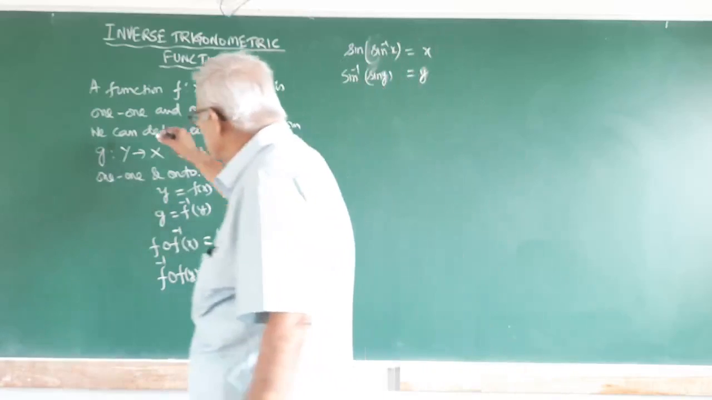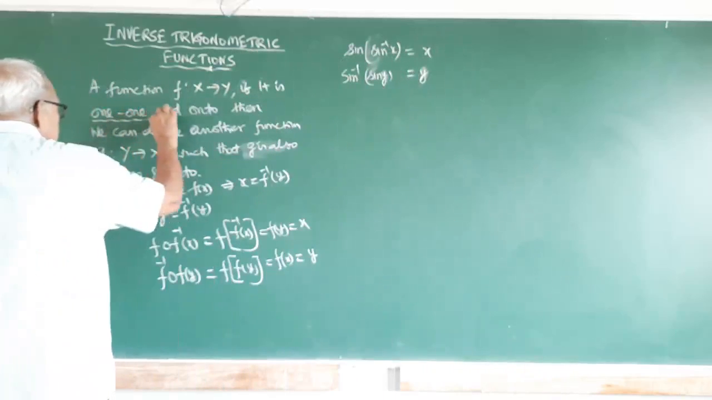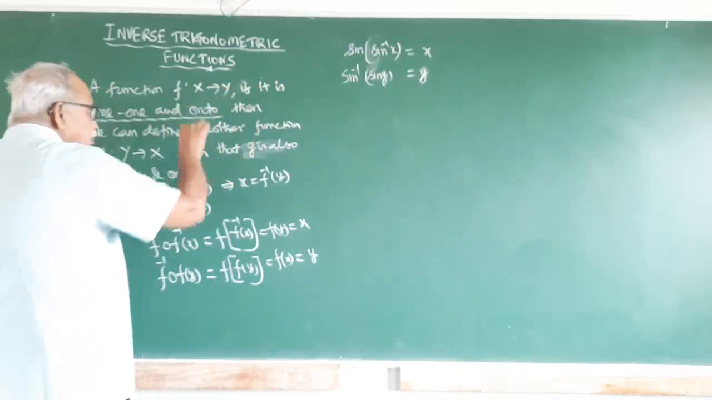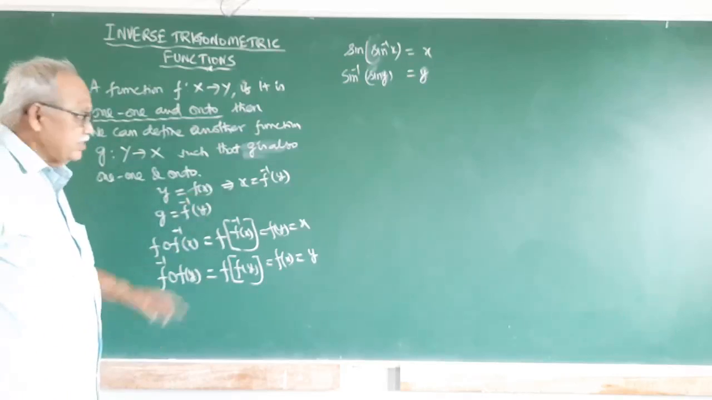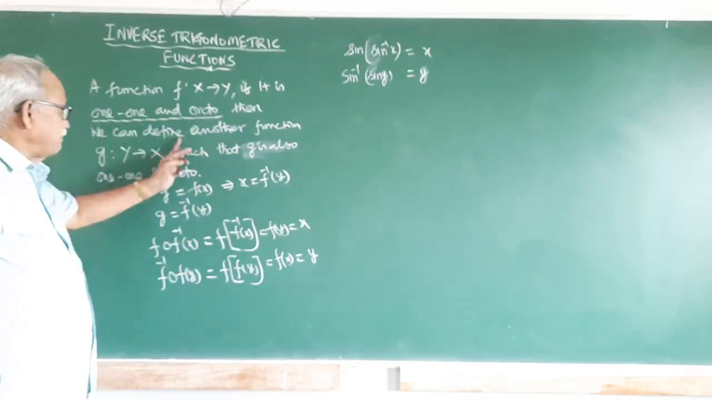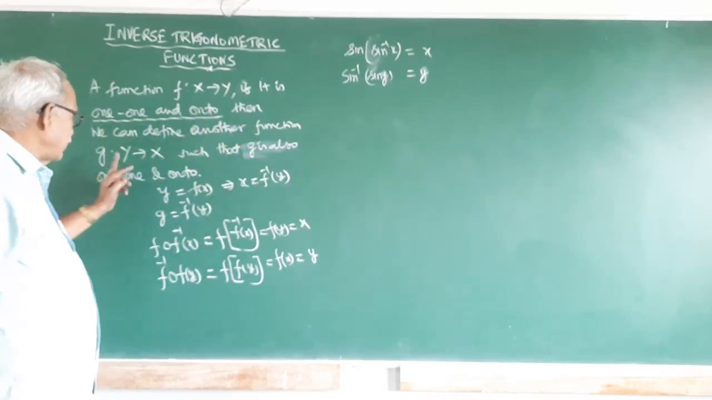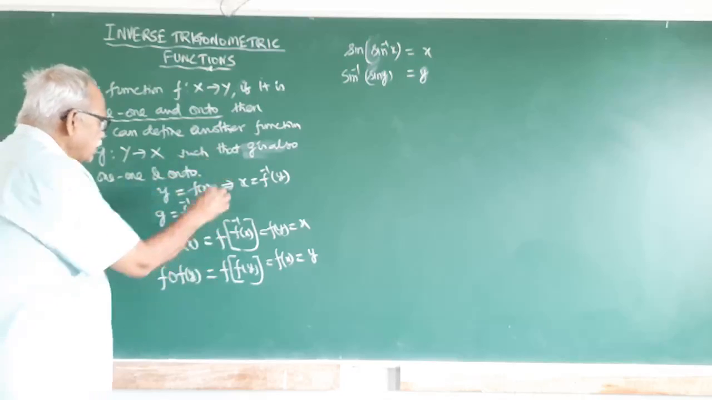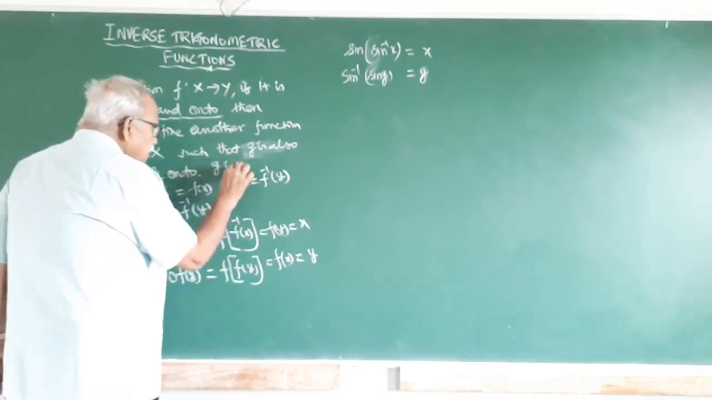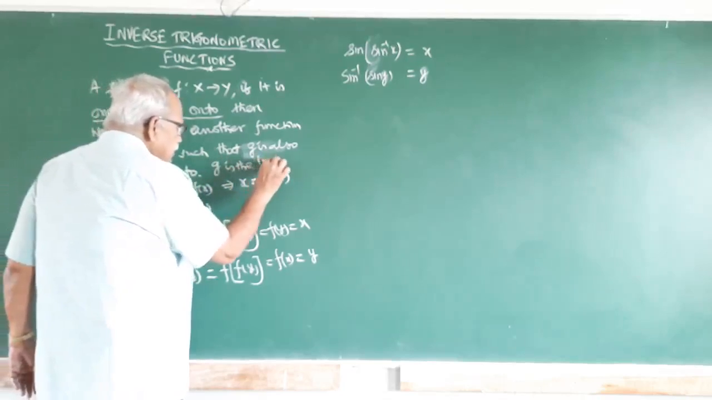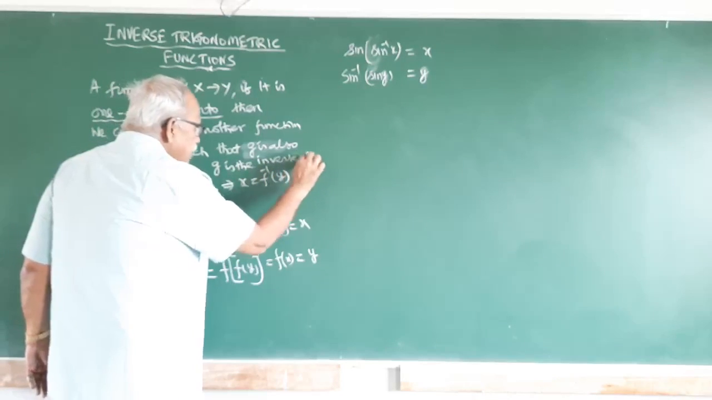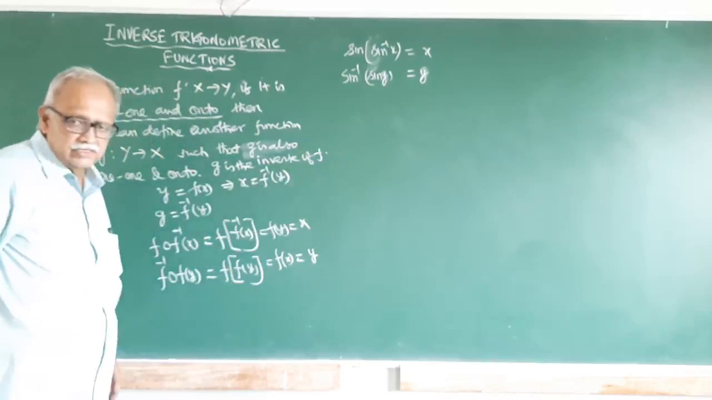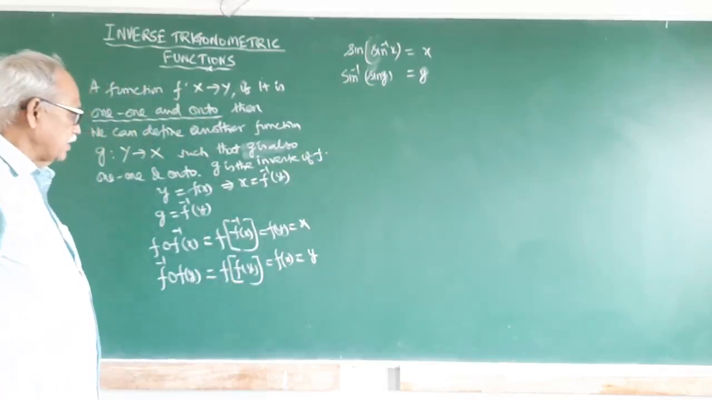You underline this. A function, if it is one-to-one, then only we can define another function g from y equal to x, such that g is also one-to-one. g is the inverse of f function.